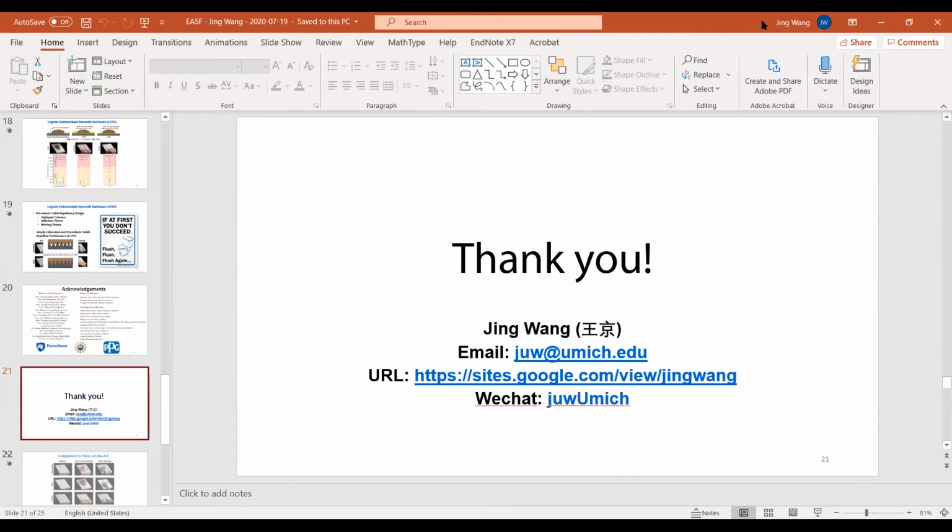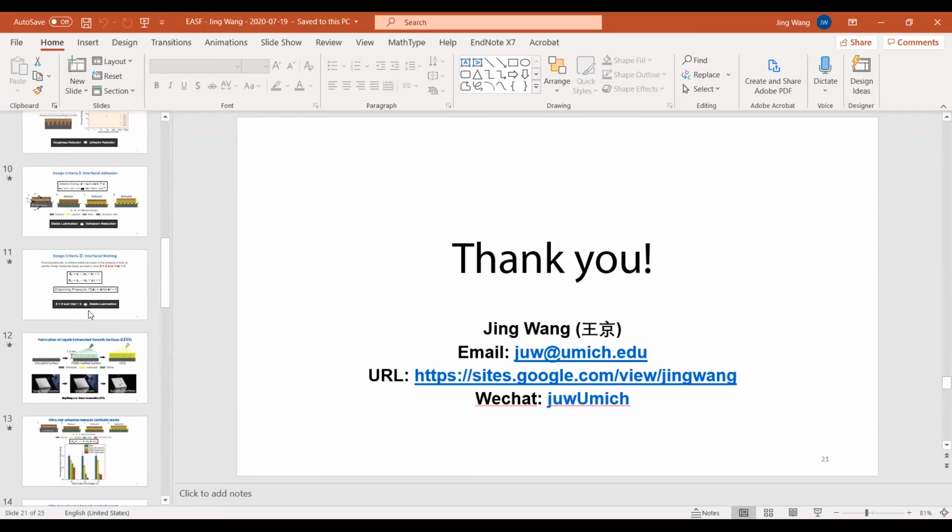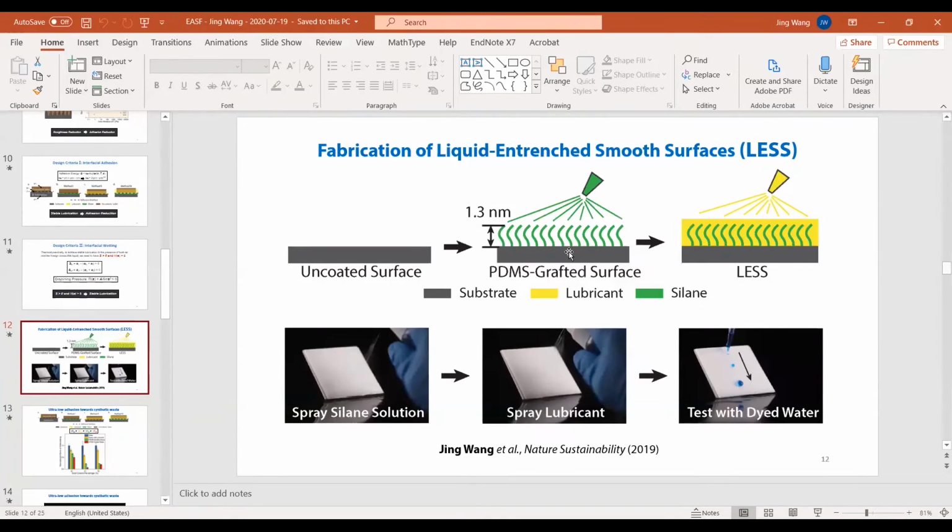Okay. Yeah, Wang Jing, I have a question. To my understanding, your coating is something like you grow the polymer brush on your substrate, and then this polymer brush will contain some liquid. Yes. So your polymer brush is kind of hydrophobic, right? Yes. It's hydrophobic.